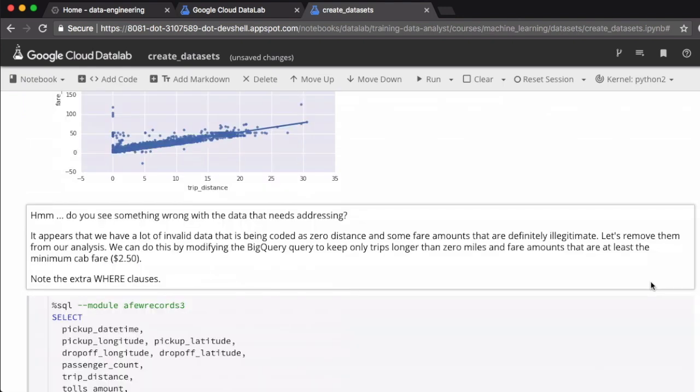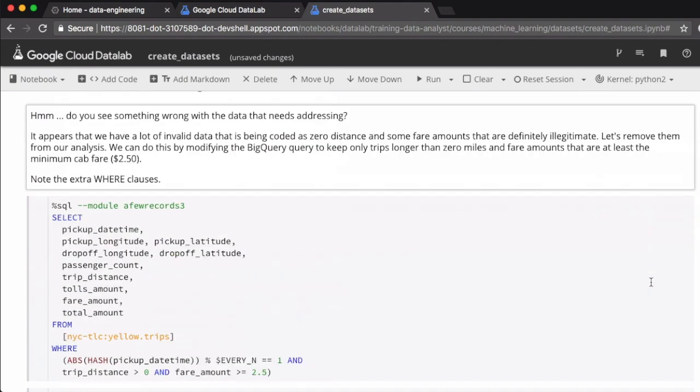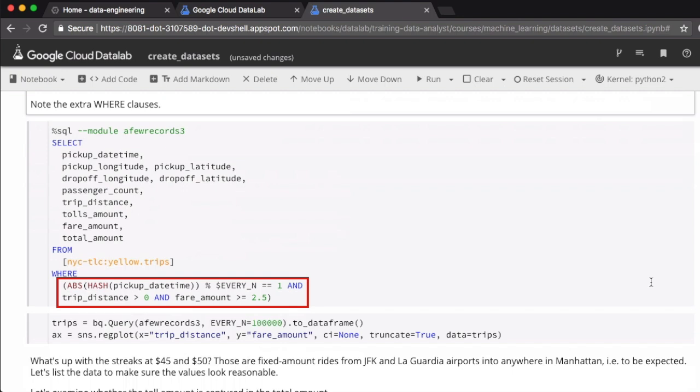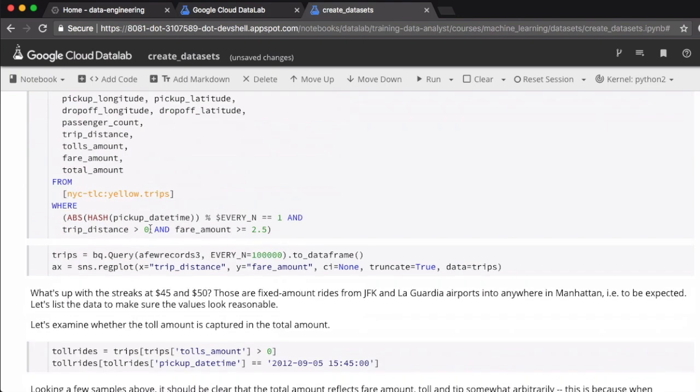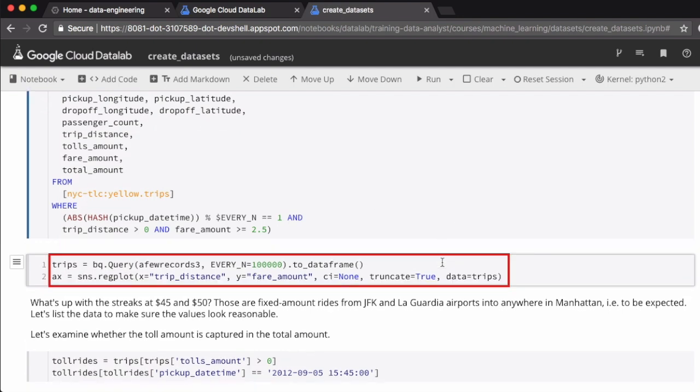If we read the comments in the code provided by Google, we can see that this can be easily accomplished by filtering out all data where the trips are 0 in length or where the fare amount is less than the minimum cab fare of $2.50. So we go ahead and add those additional where clauses into our query. Let's go ahead and rerun our query to exclude these data points, the ones that we don't want, and then let's once again plot the resulting data set.